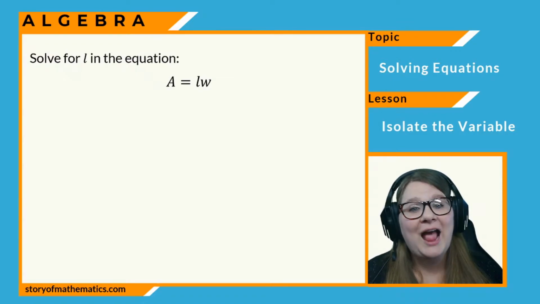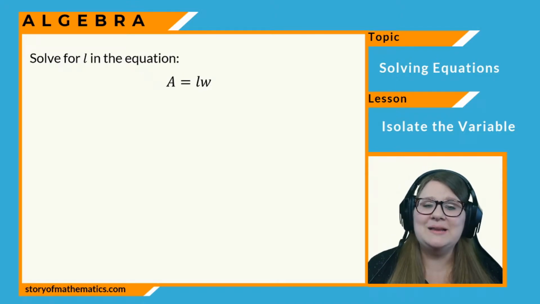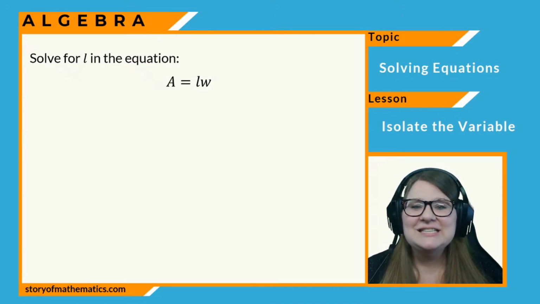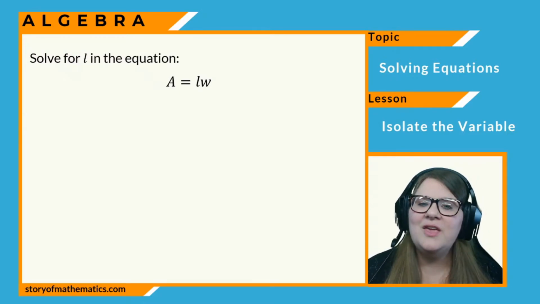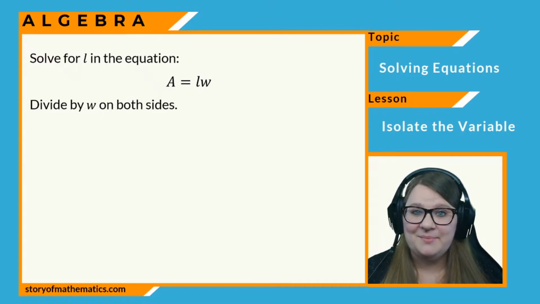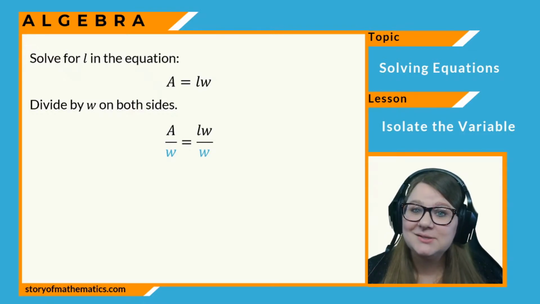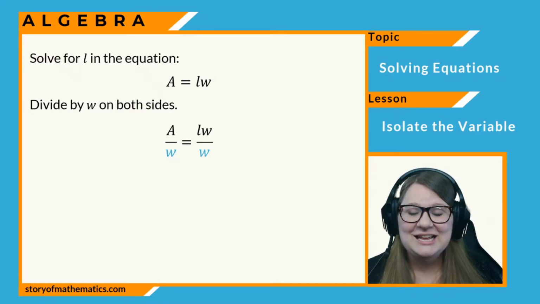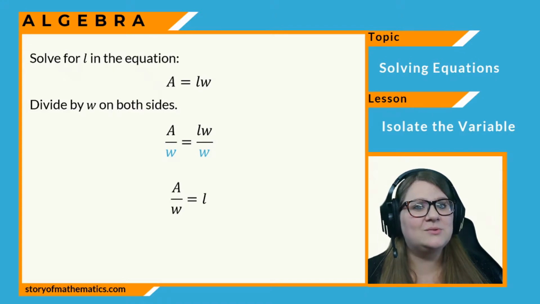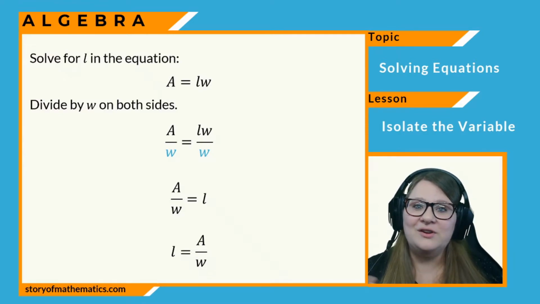Let's say we want to solve for L in the equation A equals L times W. Well, I want to isolate the variable L. Right now, it is with W, so I need to move the W away. Since it's L times W, the opposite action or operation would be division. So I will divide by W on both sides. When I do that, you'll notice that the W's actually cancel on the right side of the equation. And I have A over W equals L. Now, this happens to be the same thing as L equals A over W.